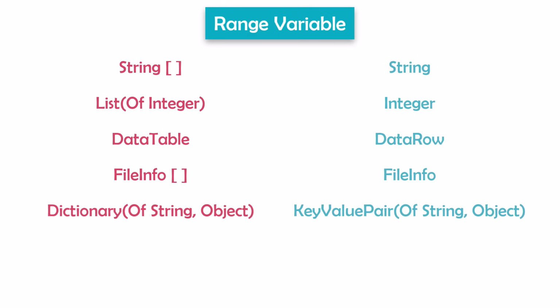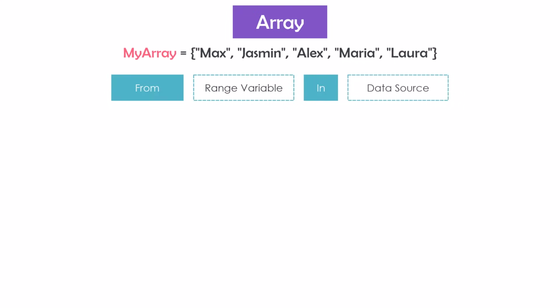Let's now see some examples, how to use this clause for different data sources. I will start with arrays. For example the following variable of type string array, that contains the following names. To use from clause for this array, we can write it in this way. I will replace the range variable with the following name for example. And instead of the data source I will set the array variable. The statement is ready now and means the following.